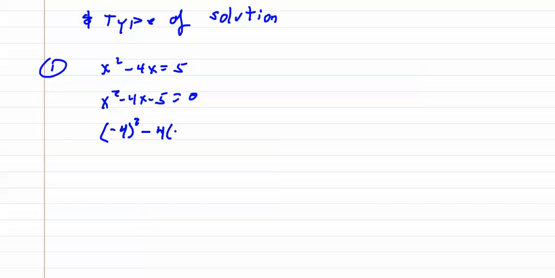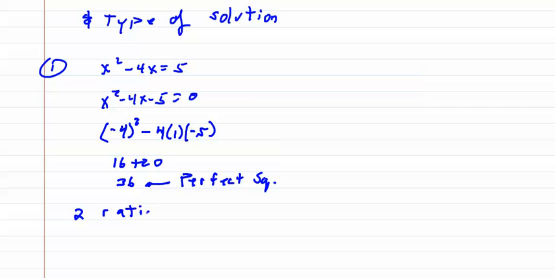Number 1, x squared minus 4x equals 5. Set it equal to 0. Always put it in standard form. Now we have b squared, negative 4 squared. You can just write 16, minus 4 times 1 times negative 5. 16 plus 20 is 36. It's a perfect square, so we have two rational solutions. Calculate the discriminant and give me how many solutions and what type they are. But you've got to show your work.